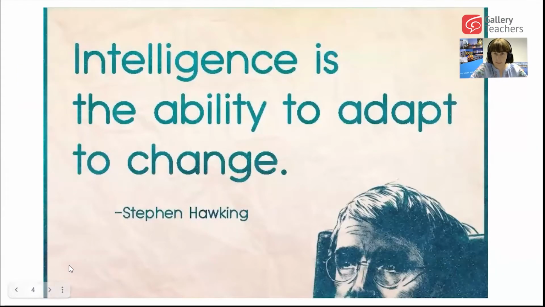Why must we adapt? Well, as Stephen Hawking said, intelligence is the ability to adapt. So, this is something that we've all had to do recently. And someone like Stephen Hawking understands that more than anyone. The idea that the intelligent thing to do is to adapt and to adapt to change.